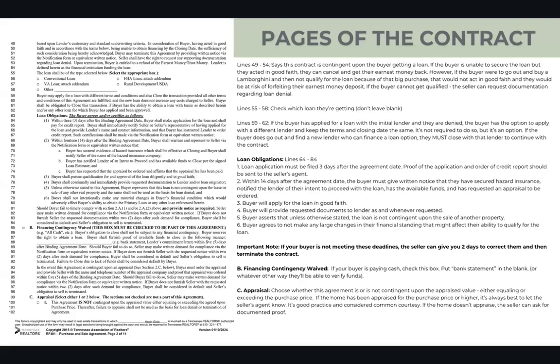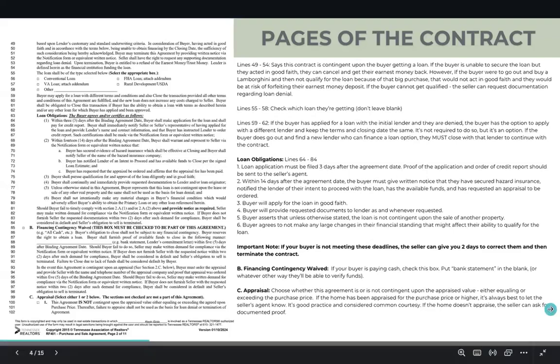C is the appraisal. So choose whether this agreement is or is not contingent upon the appraised value, either equaling or exceeding the purchase price. If the home has been appraised for the purchase price or higher, it's always best to let the seller's agent know. It's good practice and considered common courtesy. If the home doesn't appraise, the seller can ask for documented proof.